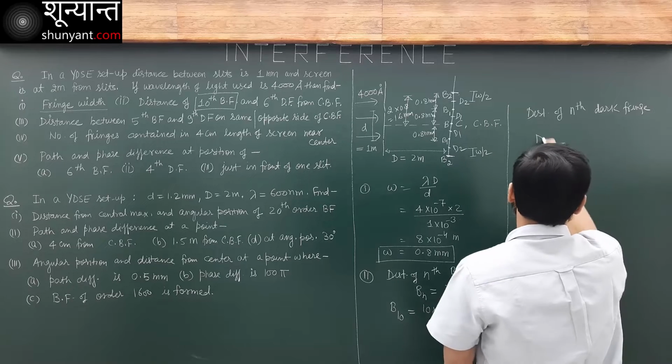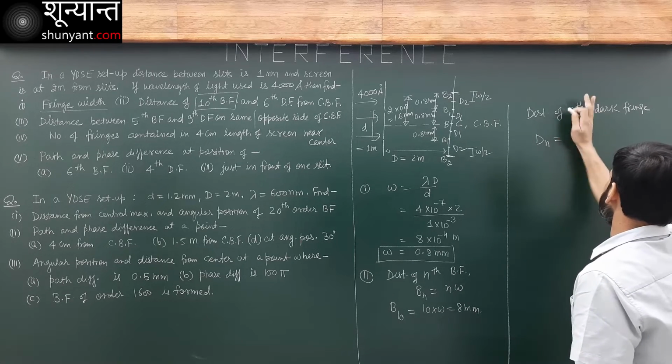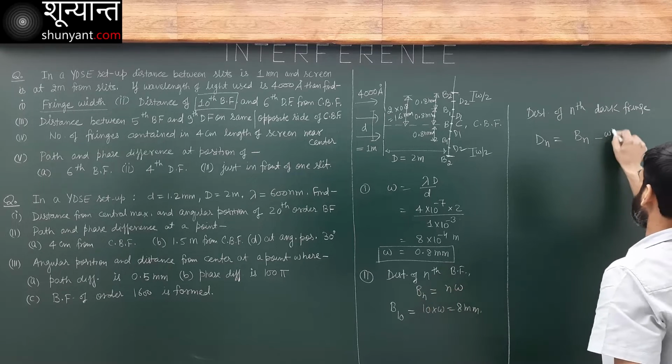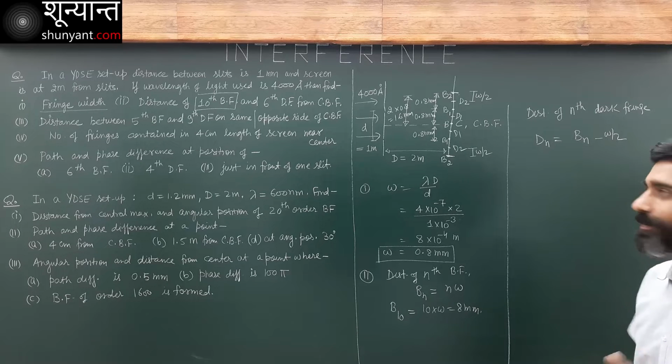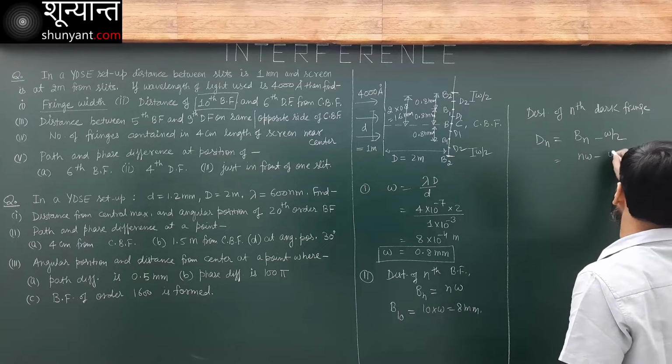Let me write it as Bn. It will be equal to Bn, that is, the distance of the nth bright fringe minus half omega. That's all we have to do. This will be equal to n omega minus omega by 2.